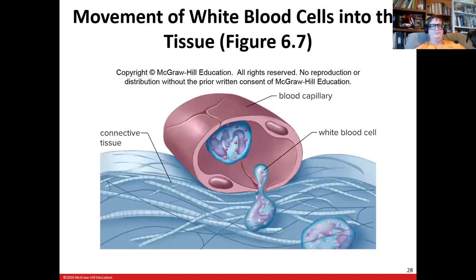Let's move on. So there you see one crawling through a gap between two cells in a capillary. There are actually three kinds of capillaries, and this one would be called continuous because the cells go all the way around. But the white blood cell is squeezing out through that capillary wall and getting into the tissues.